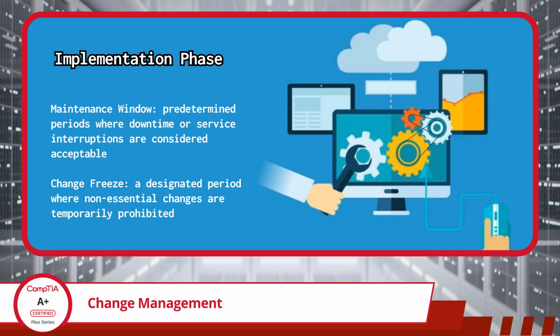Most organizations schedule changes during maintenance windows, which are predetermined periods where downtime or service interruptions are considered acceptable. These windows are often scheduled during evenings, weekends, or other low-usage periods to minimize disruption to users and business operations.